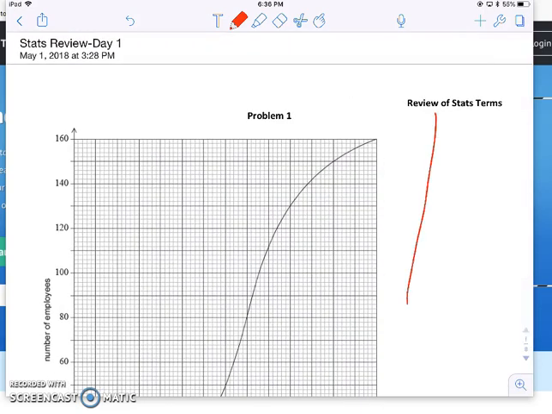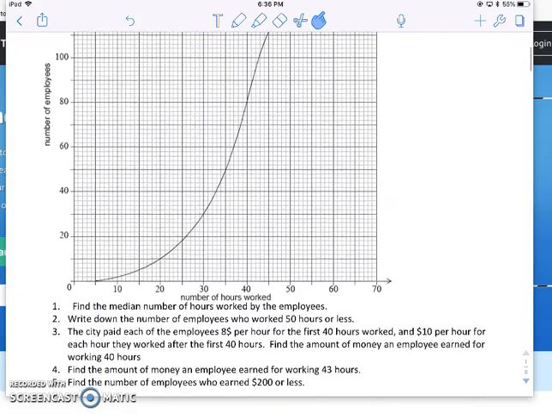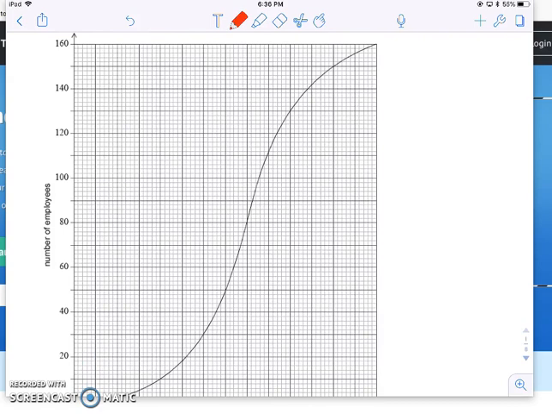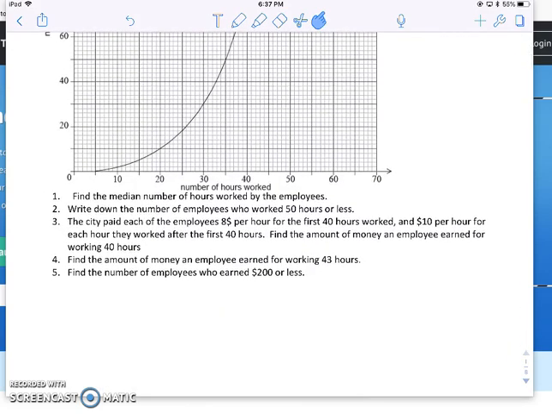So this first one, we have a cumulative frequency graph with the number of employees and the hours worked. If we take a look at this, how many employees were there? There were 160 employees, because that's our top number right here. So 160 employees, they all worked less than 70 hours a week.